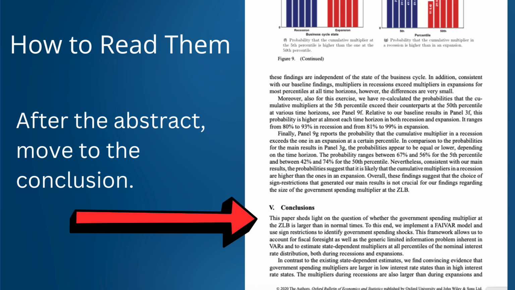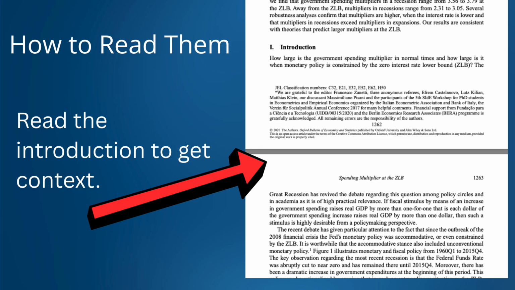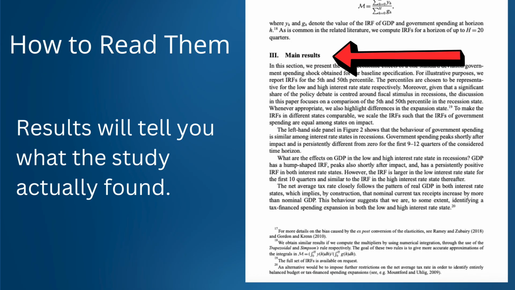Now that you have the big picture from the abstract and conclusion, read the introduction for context. This section explains why the study was done, what problem or question the researchers are addressing, and provides background information you may need to help you follow along. After the introduction, check out the results section to learn more about what the researchers actually found. This section often includes charts, graphs, and tables that can help you follow along.